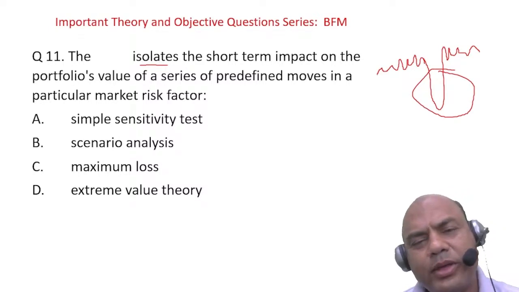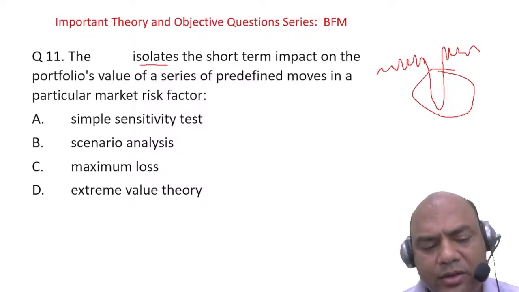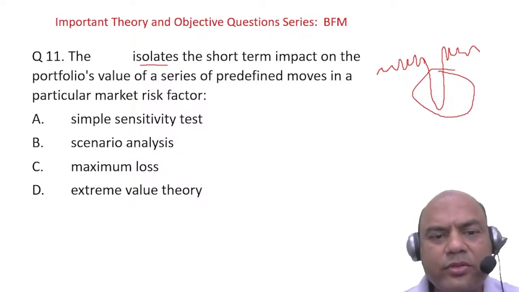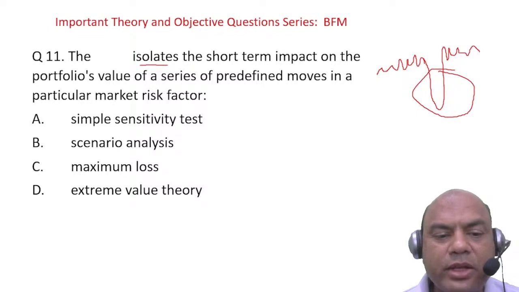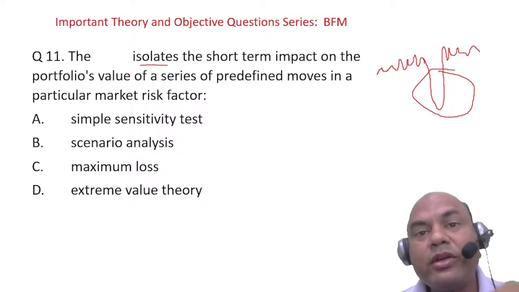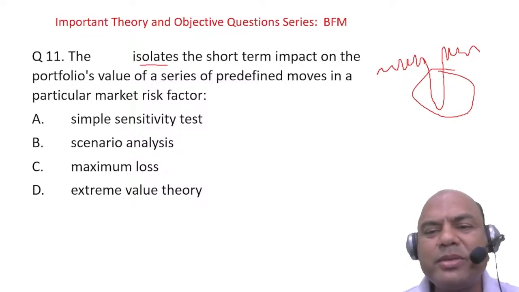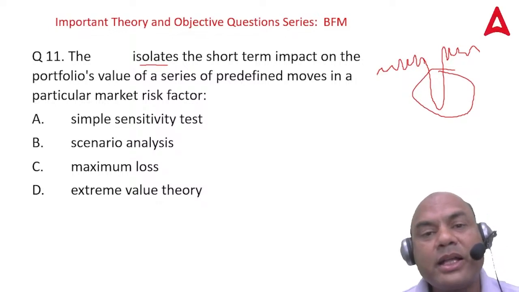I know many of you are typing this answer: extreme value theory, EVT. I'll tell you the reason behind this. Why are you typing extreme value theory or maximum loss? Because simple sensitivity means simple. We all go by this English logic. Simple means simple, so why will it cover something extreme? But the answer is different.